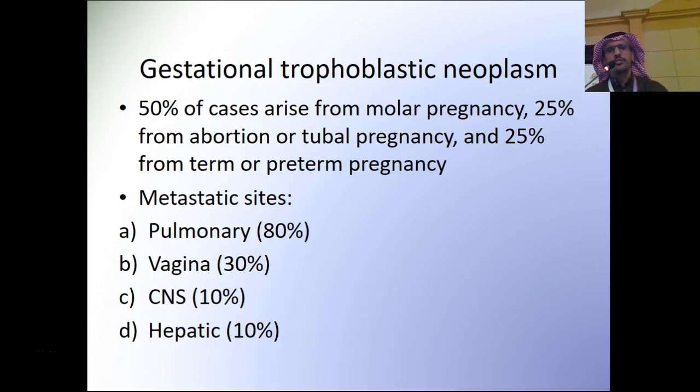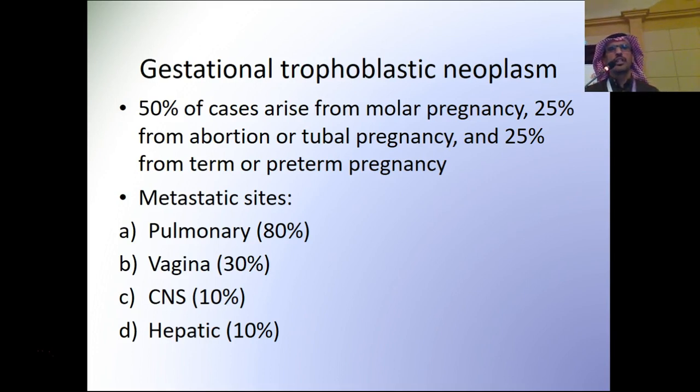So 50% of cases of gestational trophoblastic neoplasm usually arise after molar pregnancy, but it can be after abortion or tubal pregnancy in around 25%. It could be after term or preterm pregnancy in around 25%.